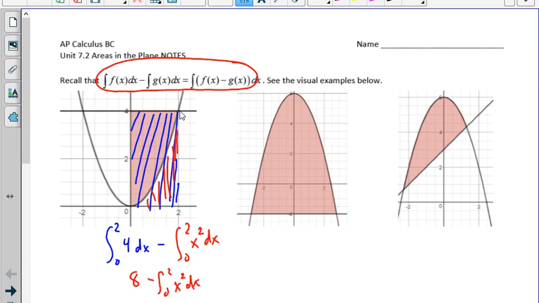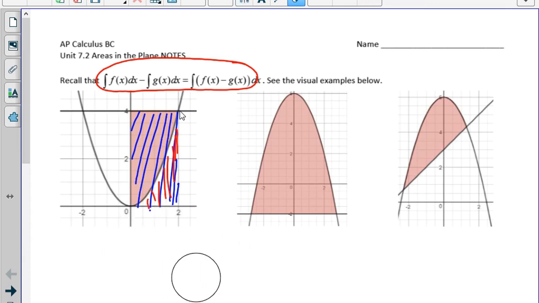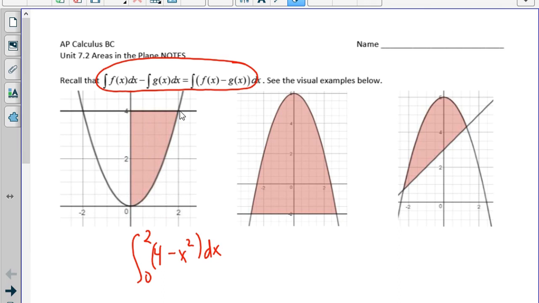Now, what we learn from our integral rules is that if we subtract those two integrals, we can actually write it as one integral. So I could write this as the integral from 0 to 2 of 4 minus x squared dx. And so what we're going to end up doing in this section is finding the area between two curves.